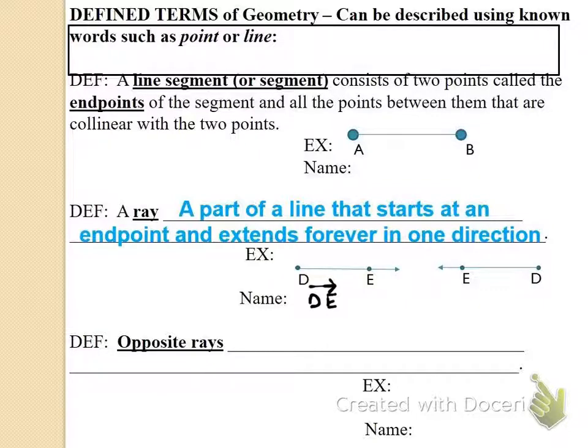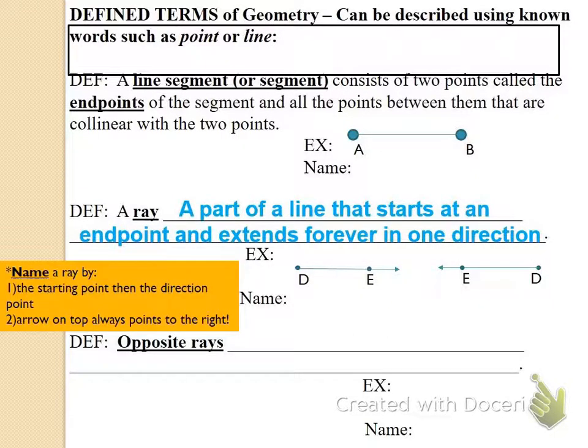Now, it doesn't matter which way the ray goes. We're still going to name it the same way. We always start with the endpoint, then the directional point, and we use the symbol that way. So even if a ray goes like this, we would still start with the endpoint, use the directional point, and then make the ray look like that. We still want to draw left to right. We still want to name left to right. We still want to draw the symbol left to right. Okay? So that's your rays. And just a reminder of what I just said: we always name a ray by the starting point, then the directional point, and then the arrow on top always points to the right.